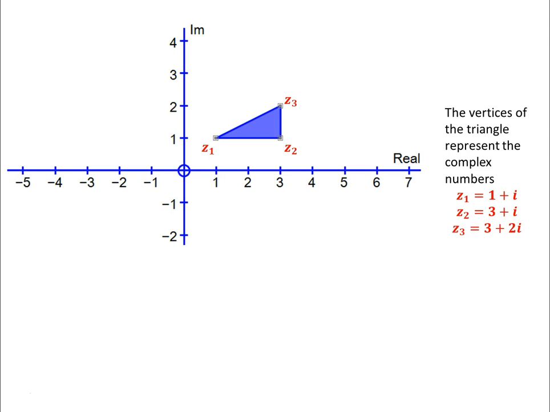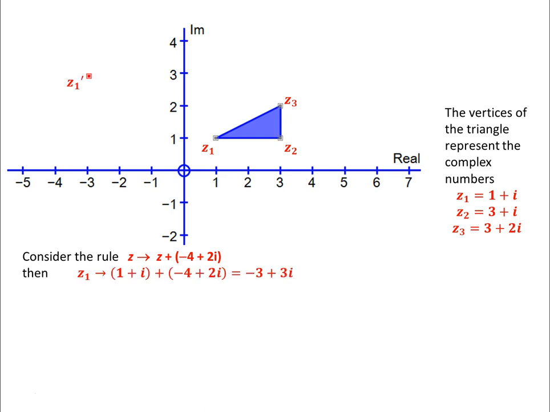So in this Argand diagram we've got three points representing the complex numbers z1, which is 1 plus i, z2, which is 3 plus i, and z3, which is 3 plus 2i. And we've formed a triangle using those three complex numbers. Now let's see what happens if we transform each of these z values using the rule: the original z value becomes the z value add -4 plus 2i.